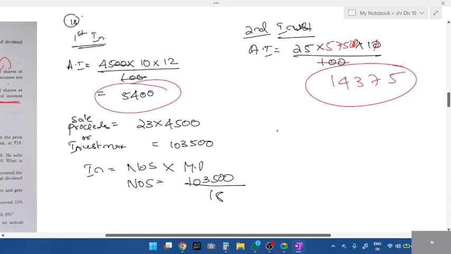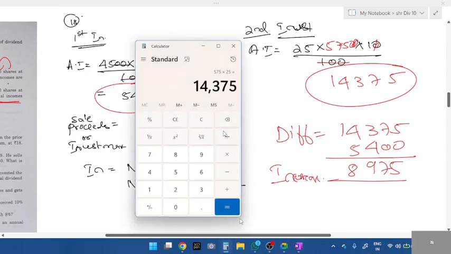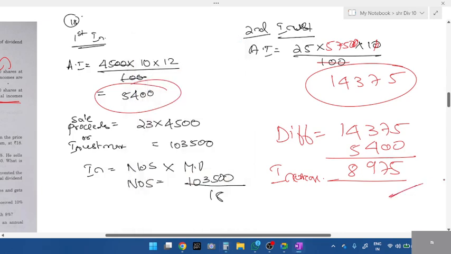And the difference in annual income is 14,375 minus 5,400. That is 8,975, the increase in value for the first year and second year. 8,975 is the increase. Write it step by step. First investment, second investment, write all the data.